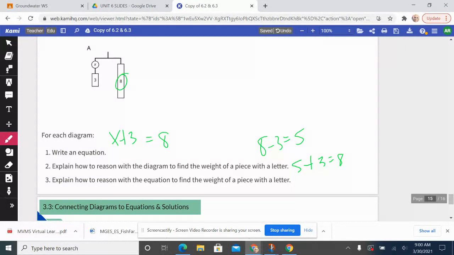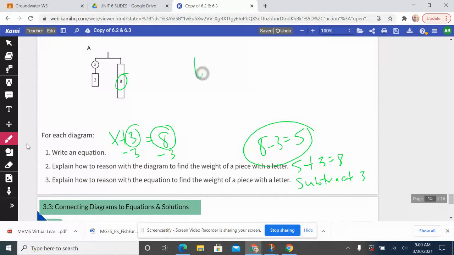Now it says, explain how to reason with the equation to find the weight of each letter. So what you need to know is that technically speaking, I would subtract 3 from each of these sides. That's what we're going to learn very soon. So I'm just going to say subtract 3. Okay, that's what I want you to write for now. And what I mean by that is right here. You can take what's known and subtract them. You would do the opposite operation, right?